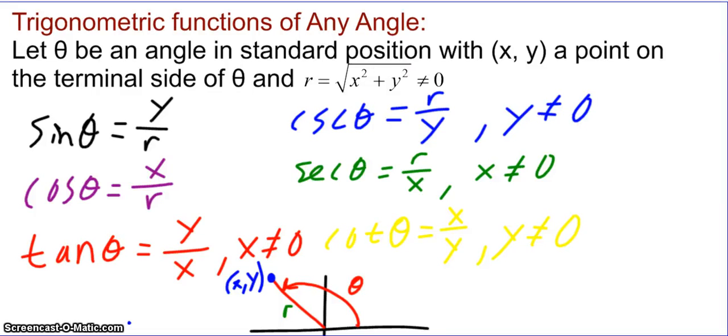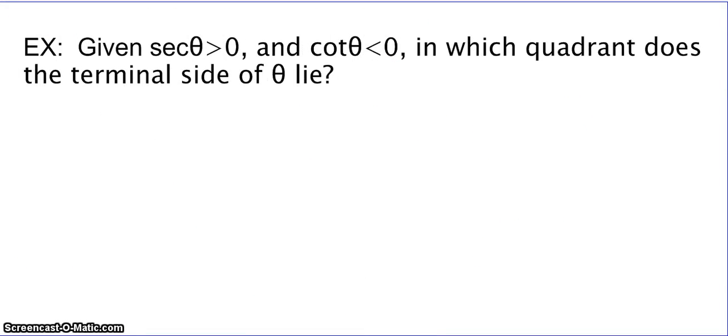Alright, so now let's do some examples with this. If we're told that secant of theta is greater than 0 and cotangent of theta is less than 0, in which quadrant does the terminal side of theta lie? Think about it, write down your answer, unpause it when you want to check your answer.